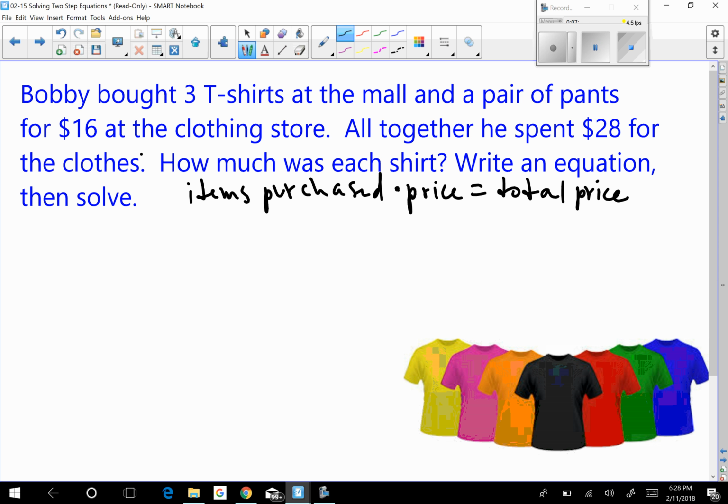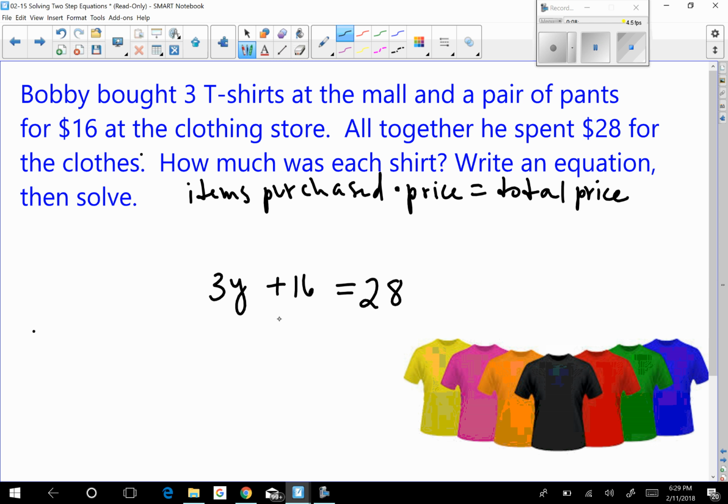So we've got that he spent altogether $28. And then it says he bought 3 t-shirts at the mall and a pair of pants for $16. So we know the pants are 16, and that was bought together with, so plus 3 t-shirts. We don't know how much the t-shirts were a piece. So we're just going to call it Y. Again, we don't really want to use S for shirts because it can look like a 5. You don't want to necessarily use T unless you're really careful with writing it, because that could look like a plus sign. So now we'll go on ahead and we'll get to solving it.